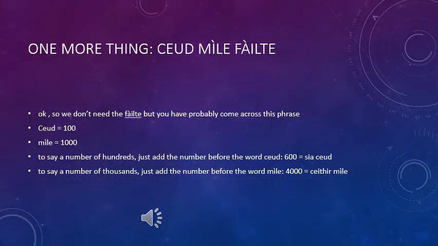One more thing that we need, the phrase ciat míle fáilte. Okay, so we don't need the fáilte bit, but it's probably a phrase that you've come across before. And the word ciat means 100, and the word míle means 1,000. So to say a number of hundreds, you just add the number before the word ciat. So 600 would be shia ciat. And to say a number of thousands, you just add the number before the word míle. So 4,000 would be ceher míle.